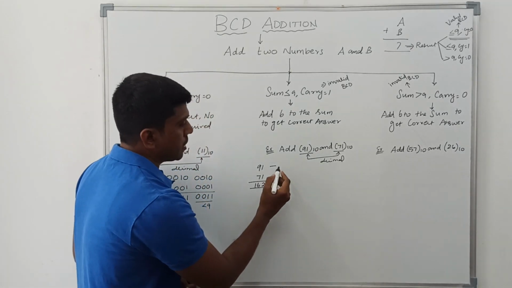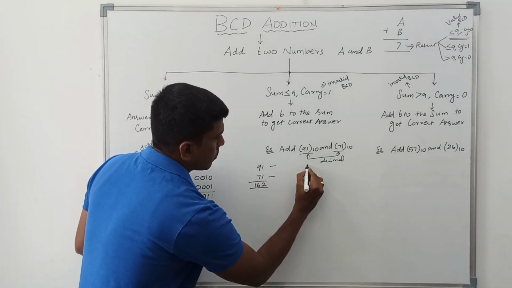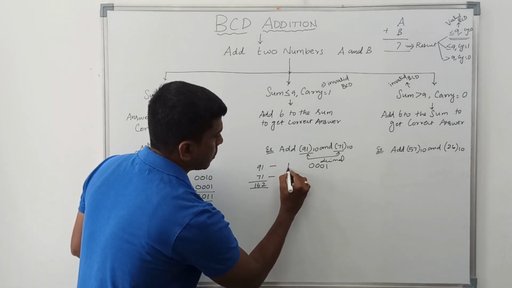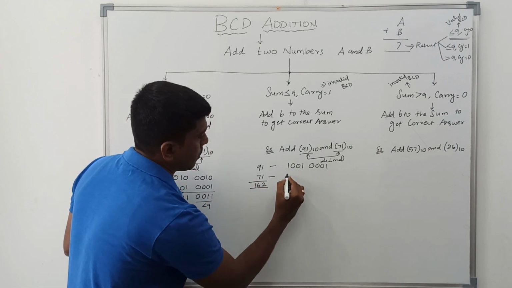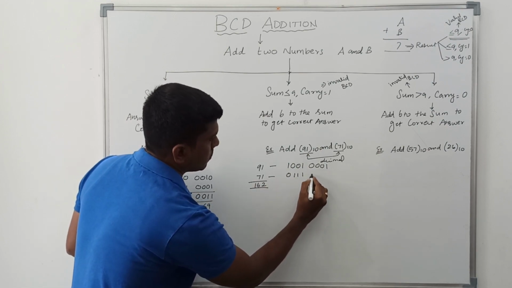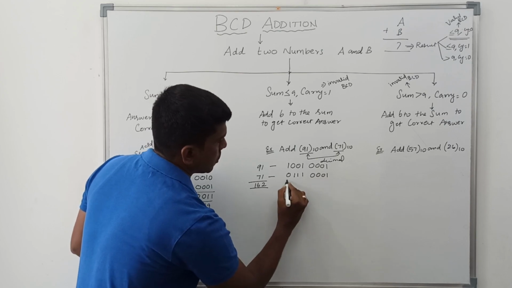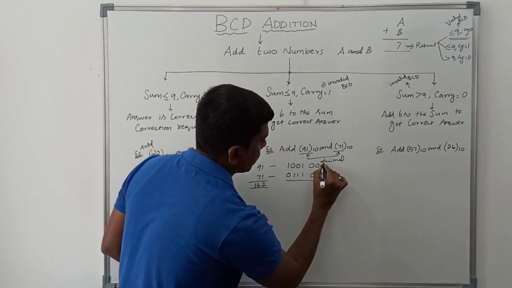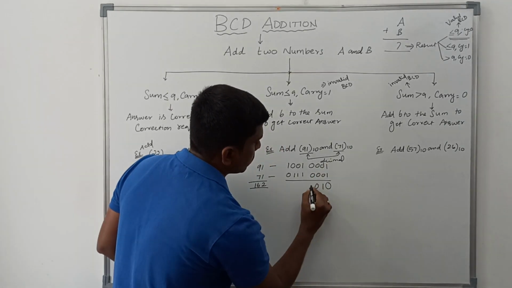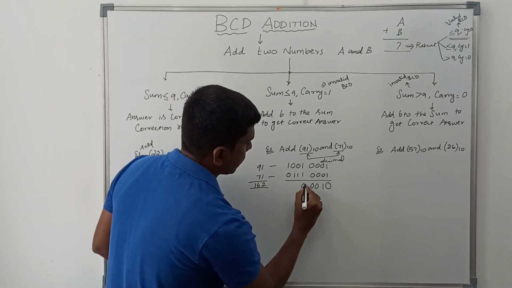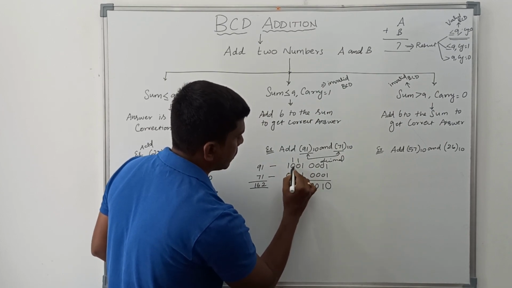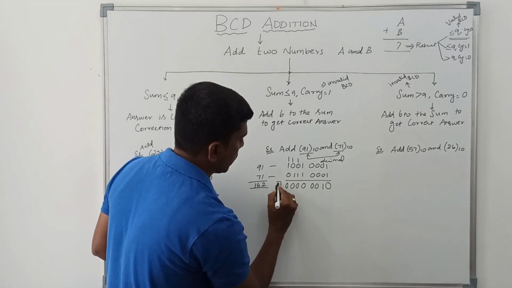First I convert these into BCD numbers. For 91, 1 is 0001 and 9 is 1001. Then 71 is 0111 0001. Just add these two numbers. 1 plus 1, sum 0, carry 1. Then 1 plus 1, sum 0, carry 1, and so on for each bit.